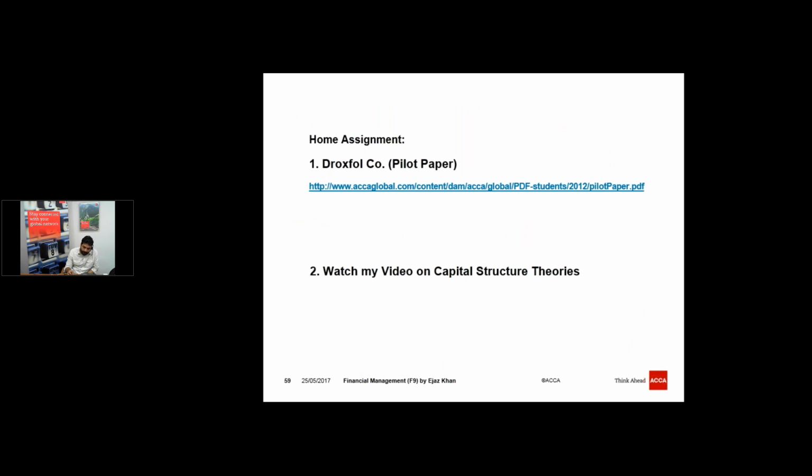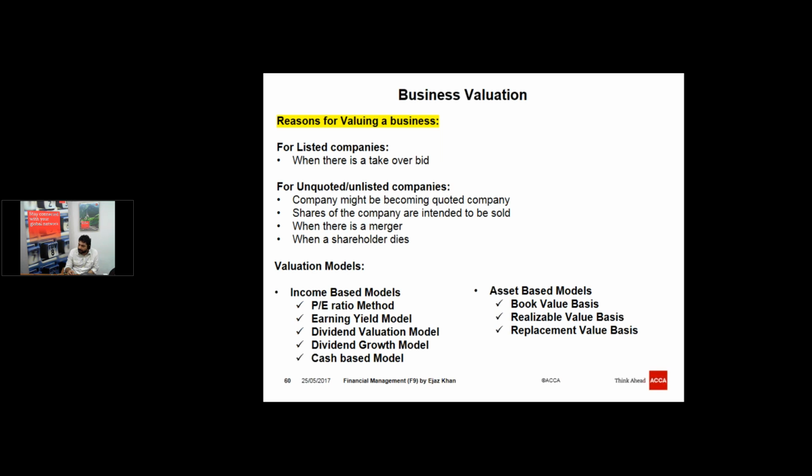We're done with the cost of capital and the theoretical part. We've already discussed the limitations of CAPM. We have discussed the limitations of the dividend valuation model, and the other part of the theoretical part of cost of capital is the capital structure theories, and you will watch that video, so we'll be done with the theoretical part as well. Now let's move towards our very next topic, that is business valuation.